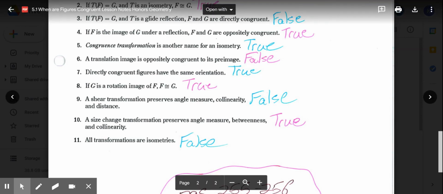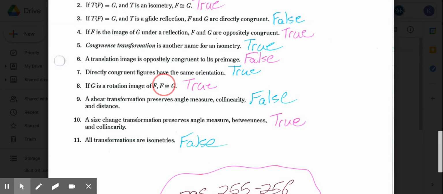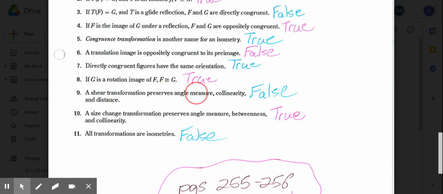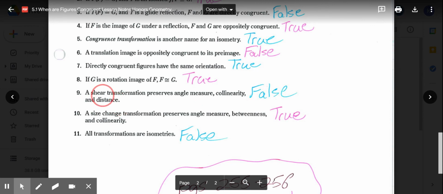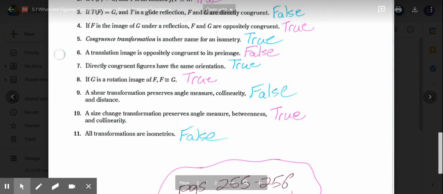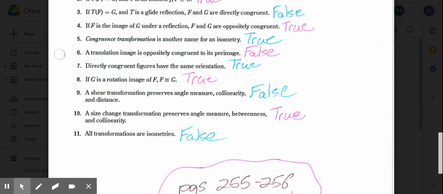In 8, if G is a rotation image of F, F is congruent to G. Rotation is a type of isometry, so they are still congruent. That's true. Then 9 says a shear transformation preserves angle measure, collinearity, and distance. That's false. A shear transformation, which we haven't really explored yet, is not a normal type of transformation, so that would be false. Don't worry about it too much yet. If it is a regular transformation, that's true.